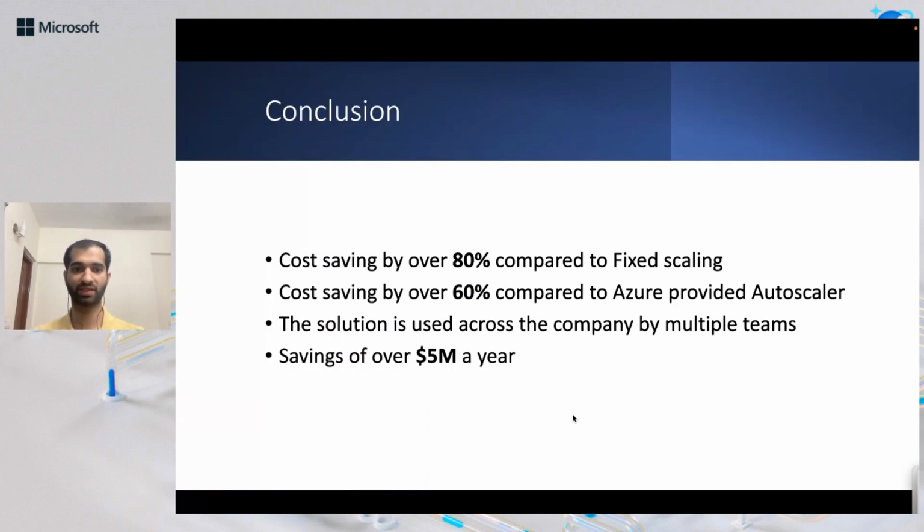So overall, what's the conclusion? This autoscaler has been a great saving for us. As compared to fixed scaling, we've computed that it's helping us save more than 80% of our cost. And as compared to the Azure provided autoscaler, we are saving more than 60% of the cost. Because of this, the solution is now being used by multiple teams. There are at least 7 to 8 different teams using this solution, like whoever is using Cosmos in the company. And overall, this is giving us a saving of more than $5 million a year.